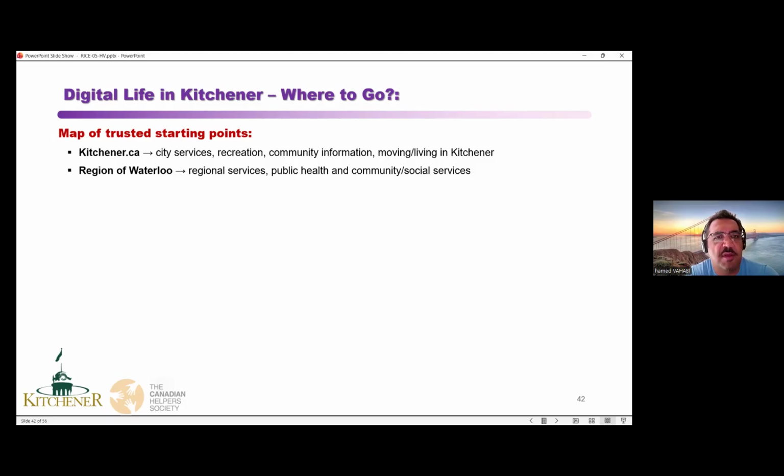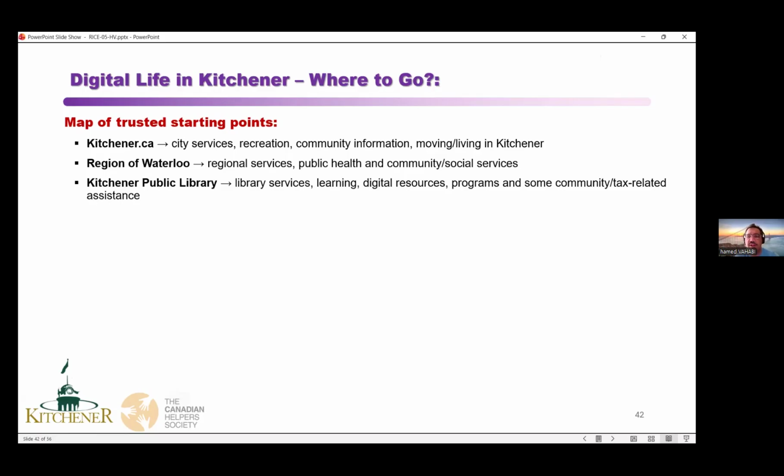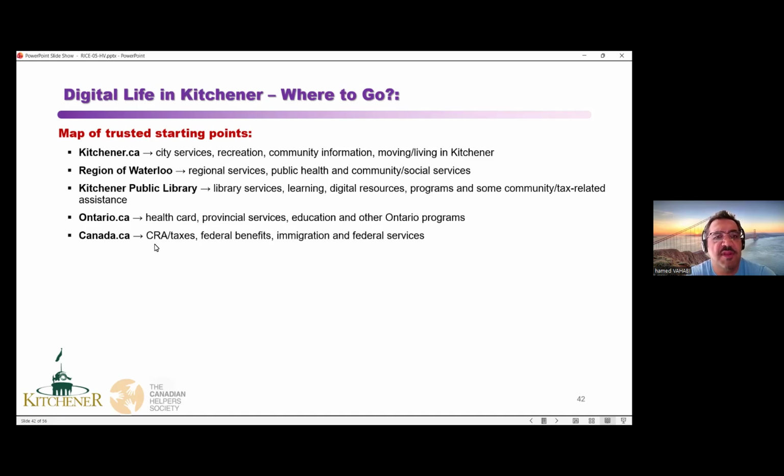The other platform that has a lot of good information for you is Regional Waterloo, which includes regional services, public health, community and social services, and so on. Then we also have Kitchener Public Library, we call it KPL. In KPL, we have a lot of information about library services, learning, digital resources available, programs, and some community or tax-related assistance, and so on. Then we have ontario.ca, where you can find healthcare information, provincial services, education, and other Ontario programs. And finally, we have canada.ca, where you can find CRA and taxes, federal benefits, immigration and federal services, and so on.